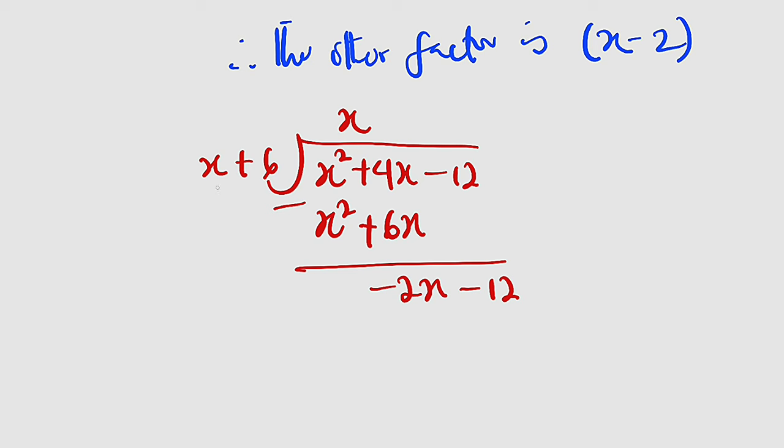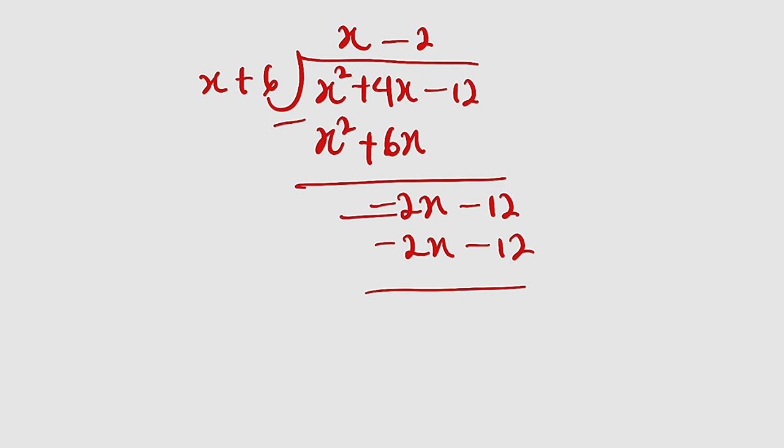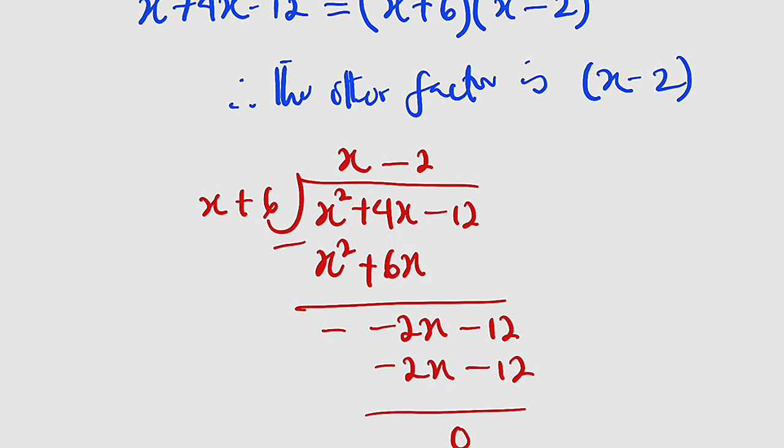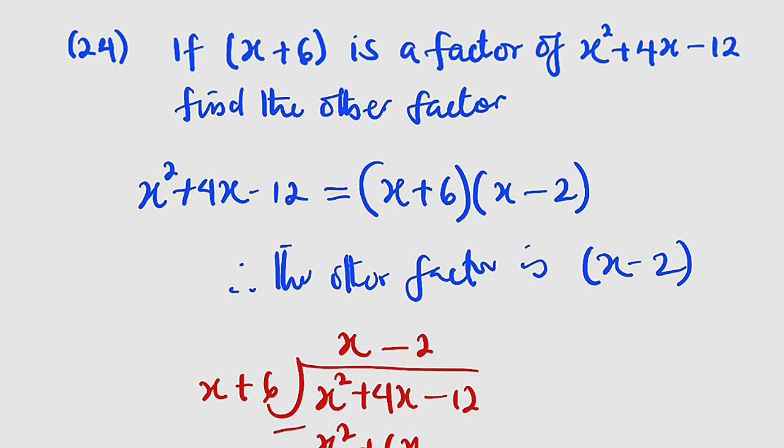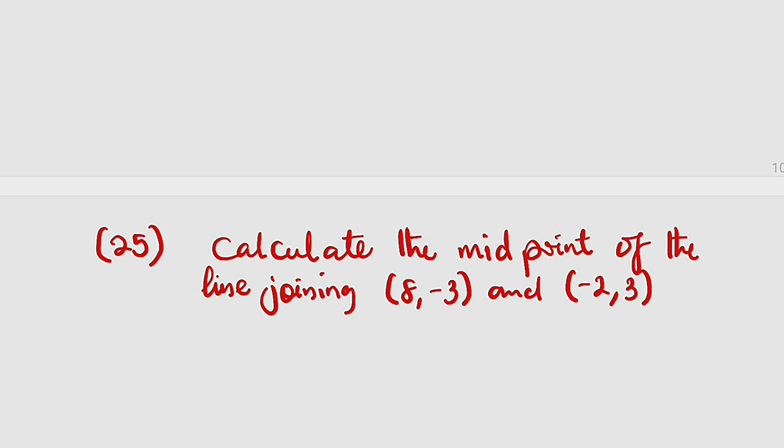Then you repeat the same process. Take x and divide it into negative 2x. That will give you negative 2. Then negative 2 times x, that is negative 2x. Then negative 2 multiplied by 6, that is negative 12. You subtract again. Once you subtract, you're going to get 0 exactly. So you can see the other factor here, x minus 2, which we obtained initially. Now let us move on to question number 25.